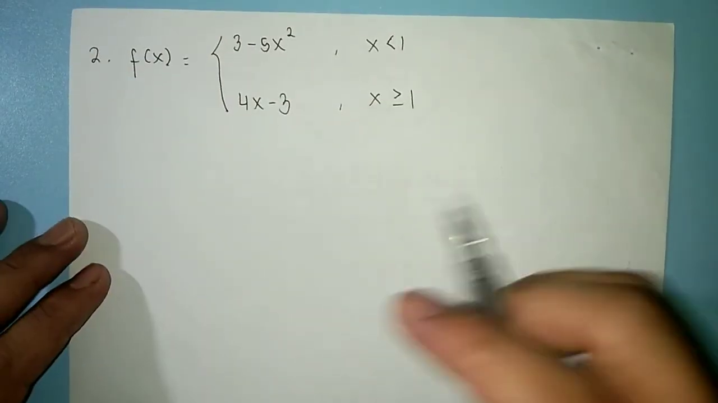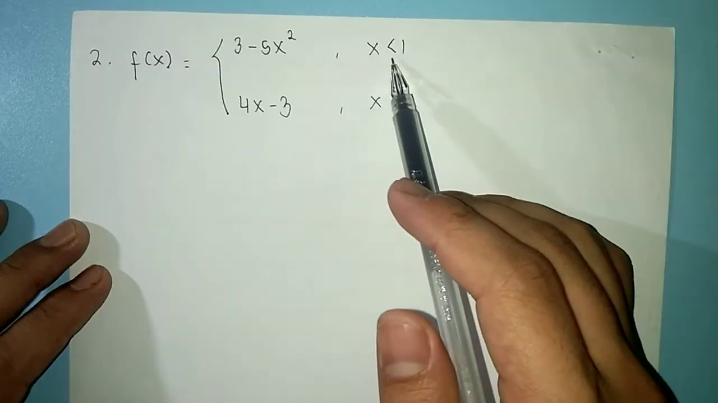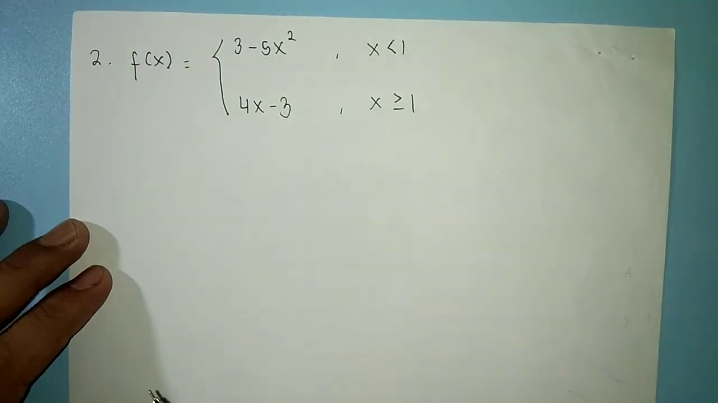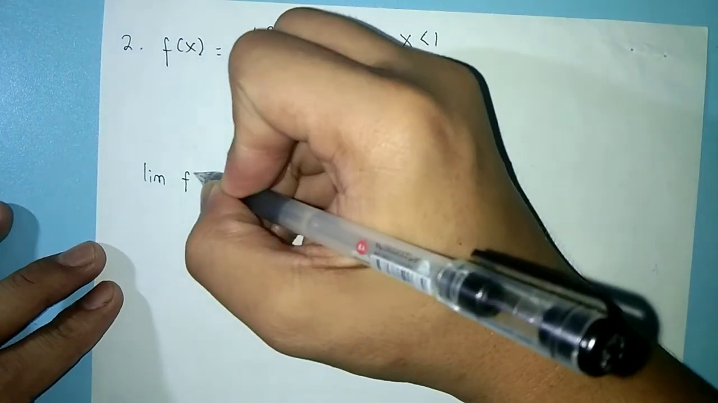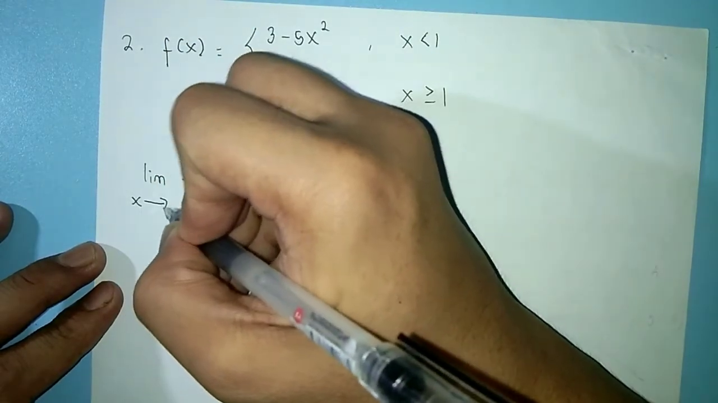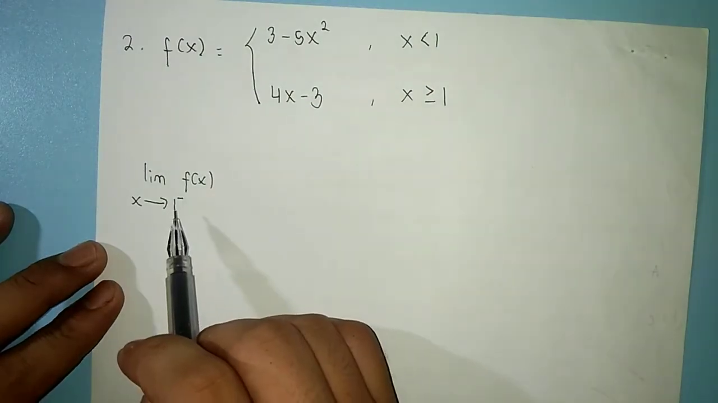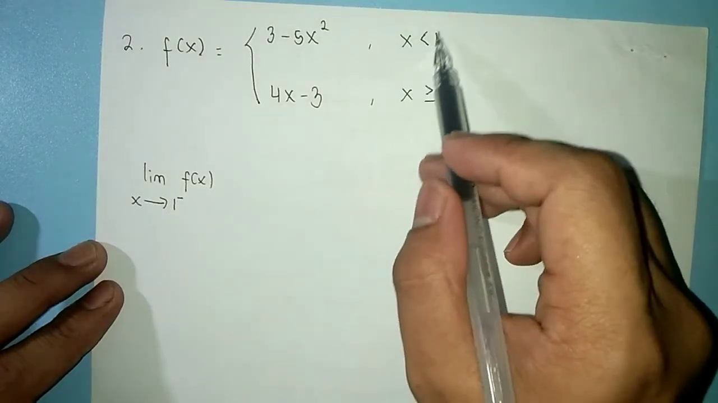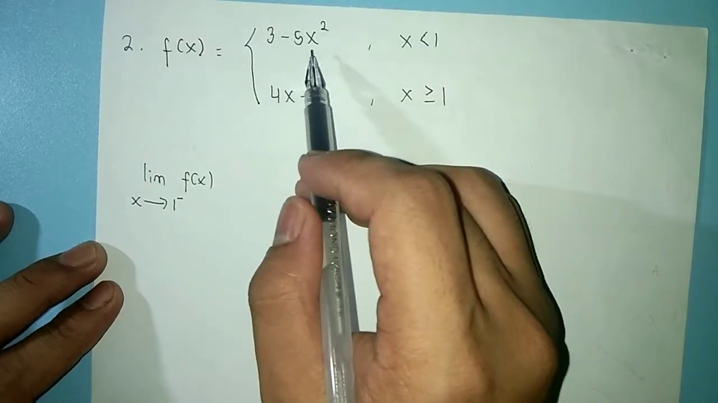Okay, so for number 2, let's have f of x equals 3 minus 5x squared if x is less than 1, 4x minus 3 if x is greater than or equal to 1. Then, hanapin natin yung limit ng f of x as x approaches 1 from the left. Okay? So, 1 from the left, ibig sabihin, ang values na pinag-uusapan natin ay mga less than 1. At ito yun. So, ibig sabihin, ang gagamitin natin ay itong 3 minus 5x squared.